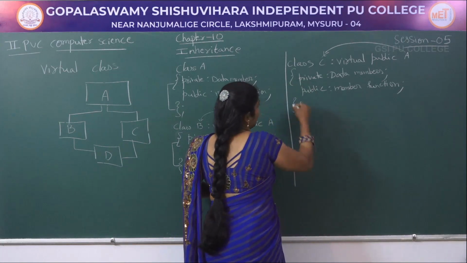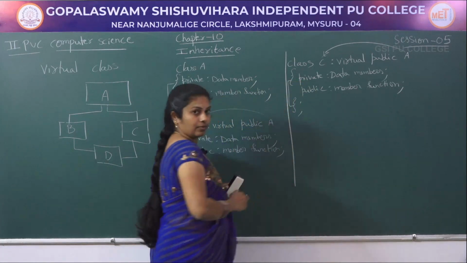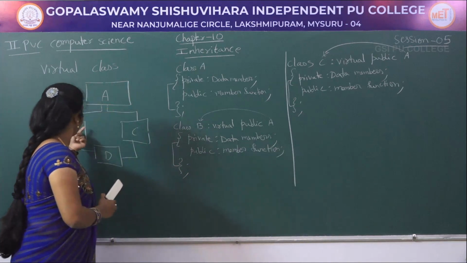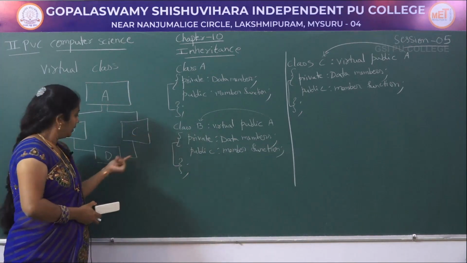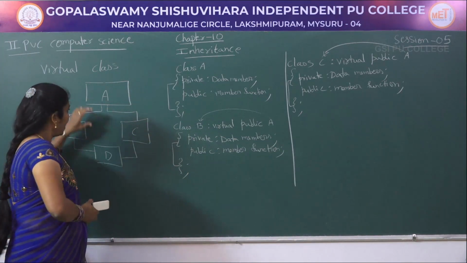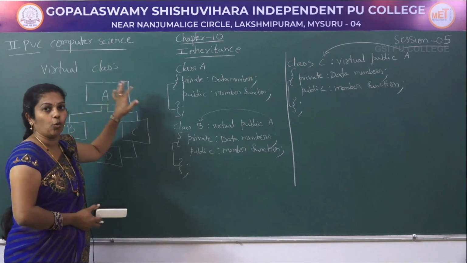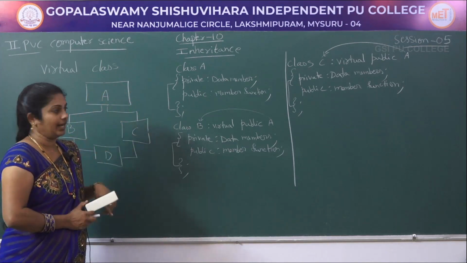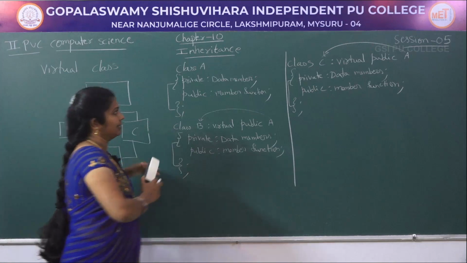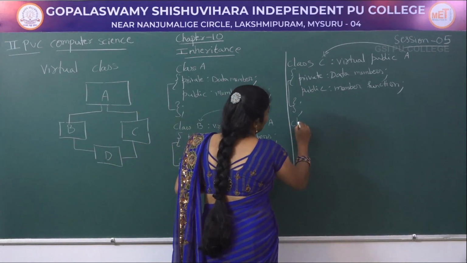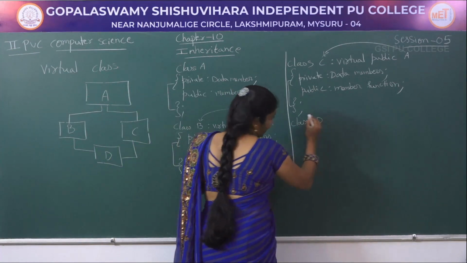Next, close this class. From this class A we have created one is B and one more is C. Next I am creating D. And I make this A as virtual to avoid the duplication of the same data. Now I am creating the class D.